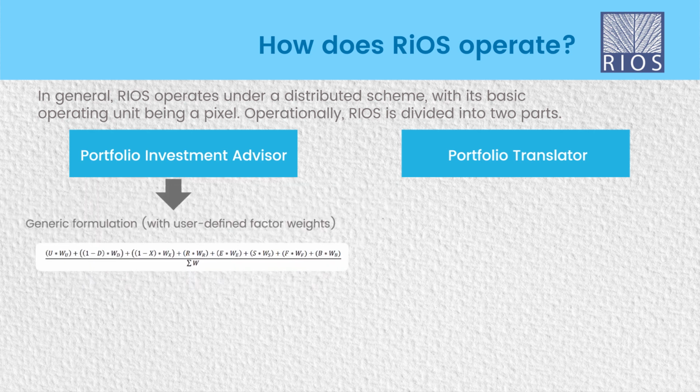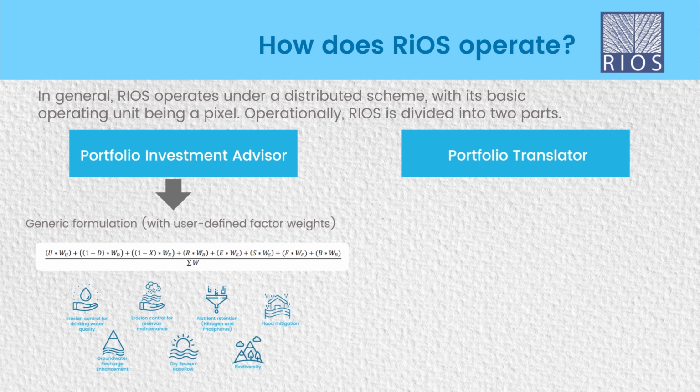In total, RIOS integrates 7 objectives, namely: erosion control for drinking water quality, erosion control for reservoir maintenance, nutrient retention, nitrogen and phosphorus, flood mitigation, groundwater recharge enhancement, dry season base flow, biodiversity. Subsequently, it combines the scores of all objectives through each transition to create a map of the capacity of each transition to influence all objectives through the landscape.